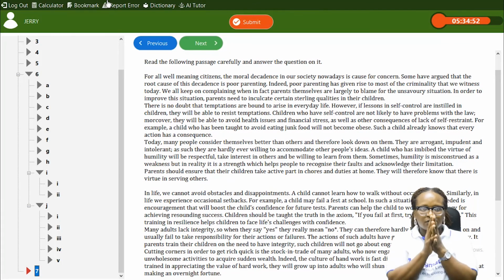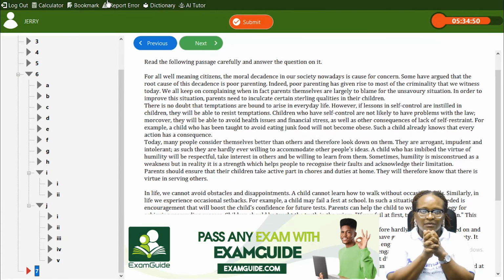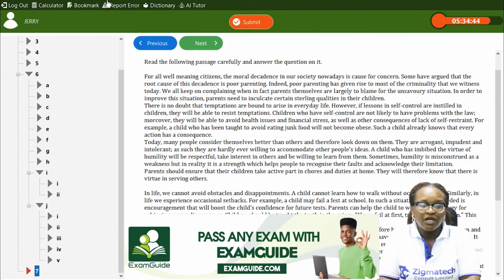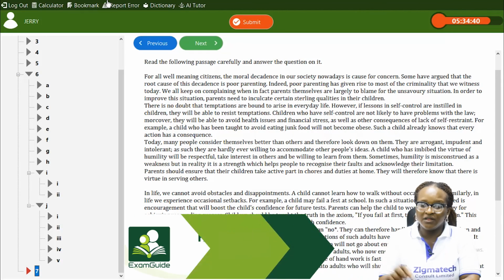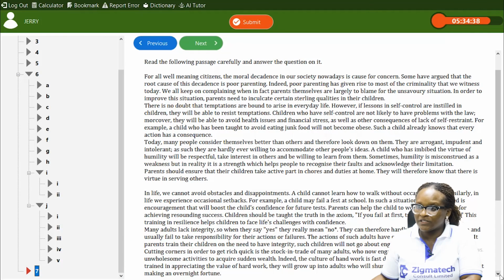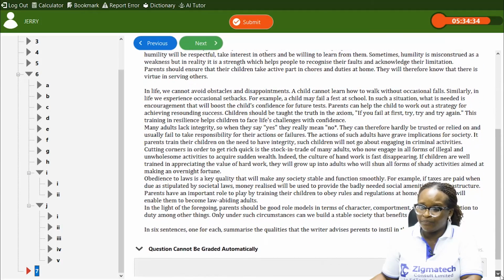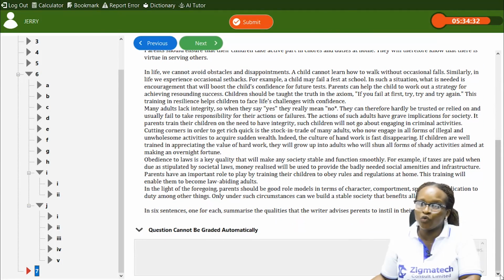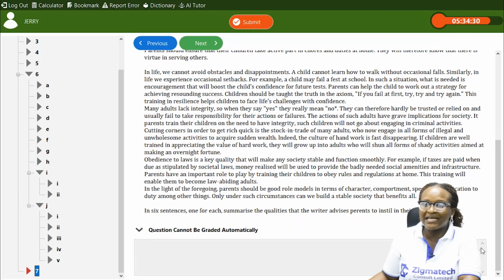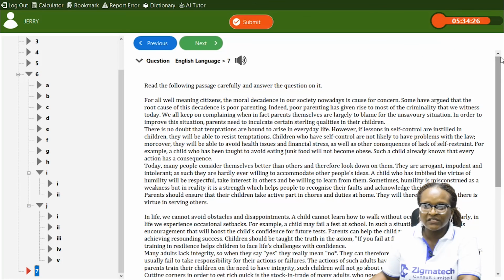So you must coin out your answers in such a way that it will yield your mark. Summary is the highest, so you must take it seriously. If you're not good with the preambles, use direct answers. What was the question that we will answer? It depends on your choice. So one of the qualities that the writer advises parents to instill in their children is self-control.